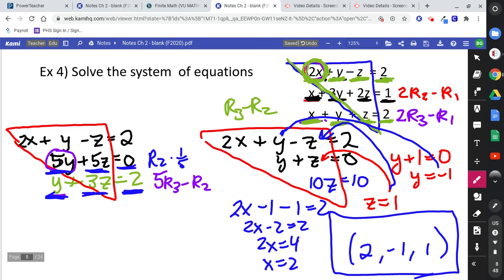I know you have other methods for solving systems of equations, but this is the echelon method. Okay? Make that triangular form, use back substitution.